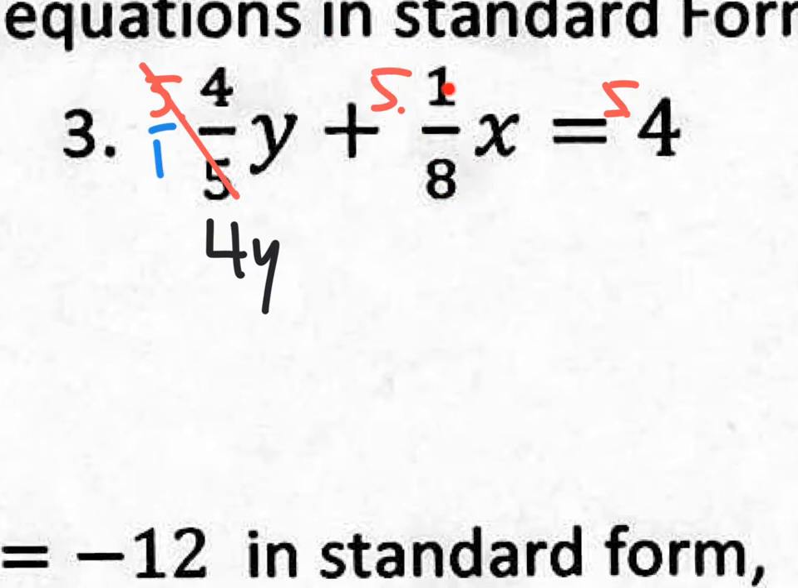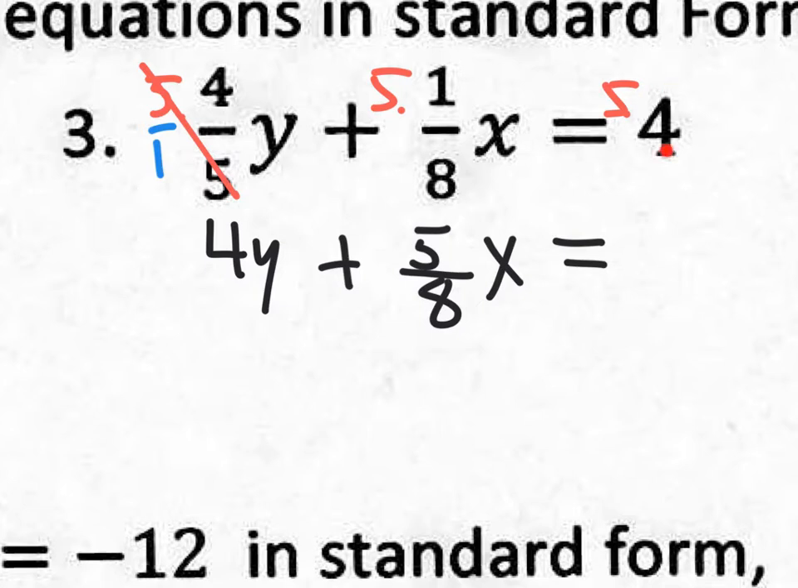That way you go 5 times 1, and you will get 5. But that divided by 8 is still there, and the x is still there. And the plus sign in front is still there, the equal sign. And last but not least, 5 times 4 is 20. Are you with me so far?